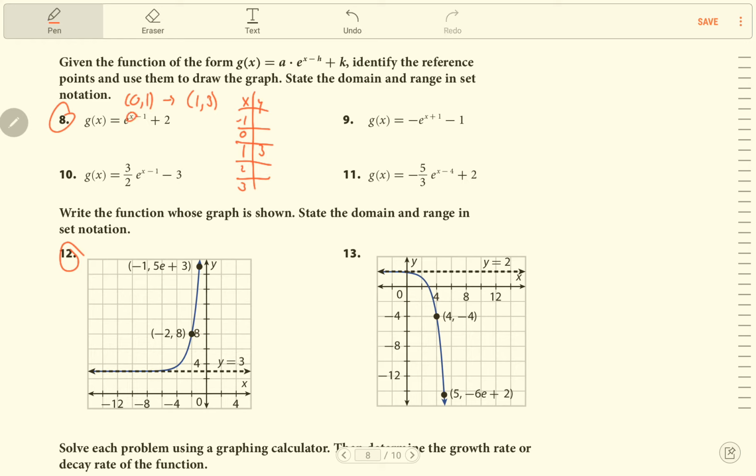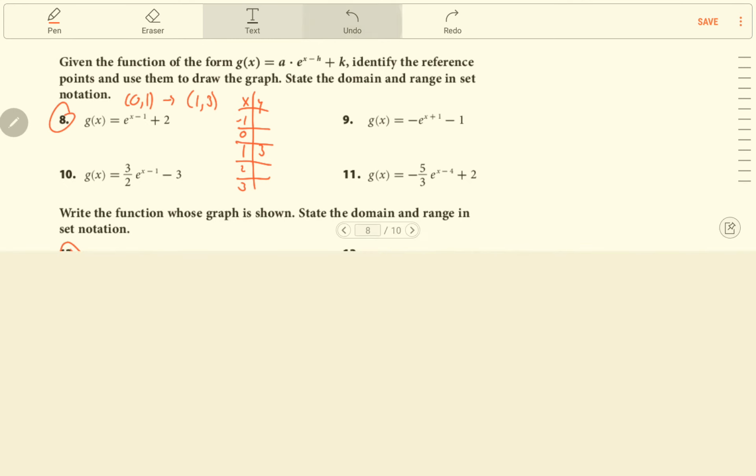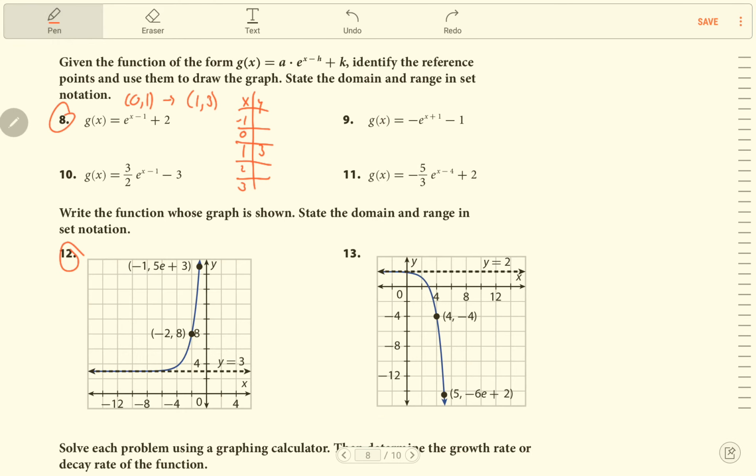So if I put a 0 in there for that x, it'll be 0, take away 1, which is going to be negative 1, and it's e to negative 1, so that's going to be 1 over e, and then plus 2 is going to be that value. And then if I plug in negative 1, then I'll have negative 1 minus 1, which is negative 2. E to the negative 2 is 1 over e squared plus 2.